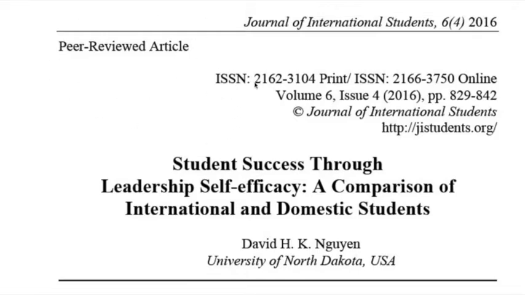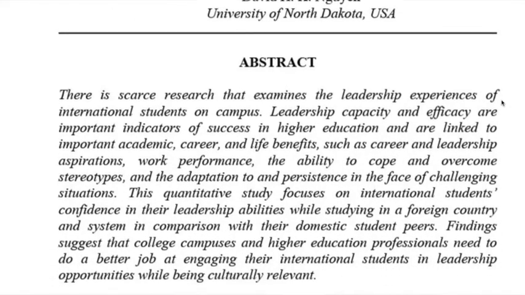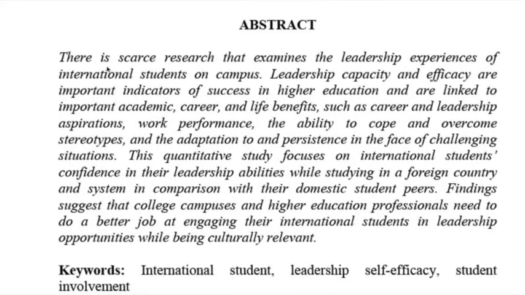And here we have an ISSN number. ISSN numbers are numbers that usually books get when they are published. So this is a unique identification number. Okay, and online, volume 6, issue 4, published year 2016. Now in the Journal of International Students, 6th volume, 4th issue, this particular research paper appears in pages 829 to 842. Okay, right.